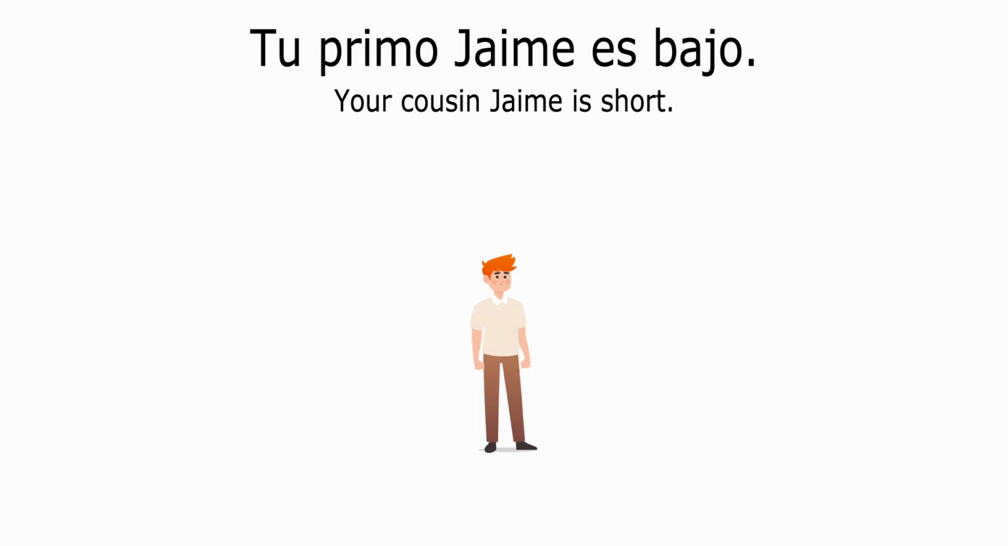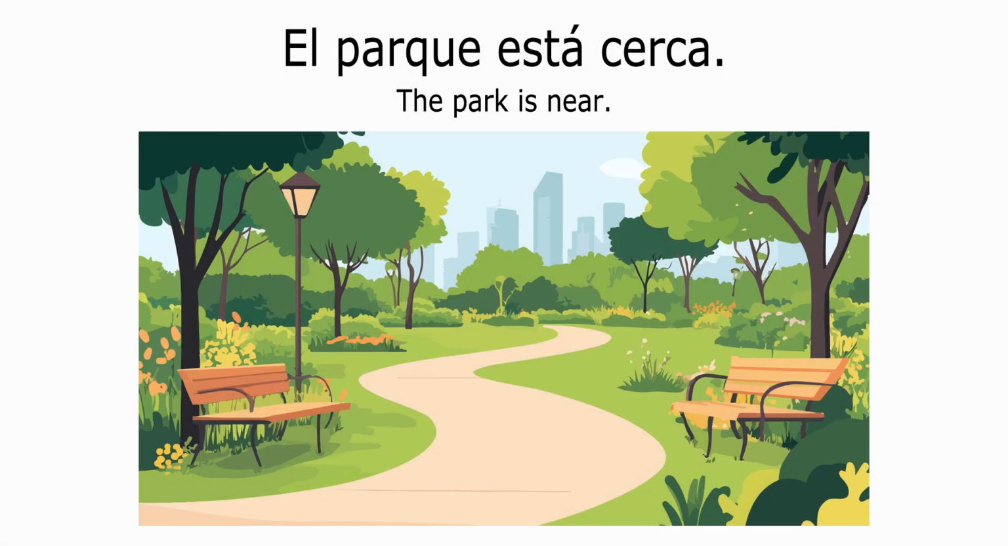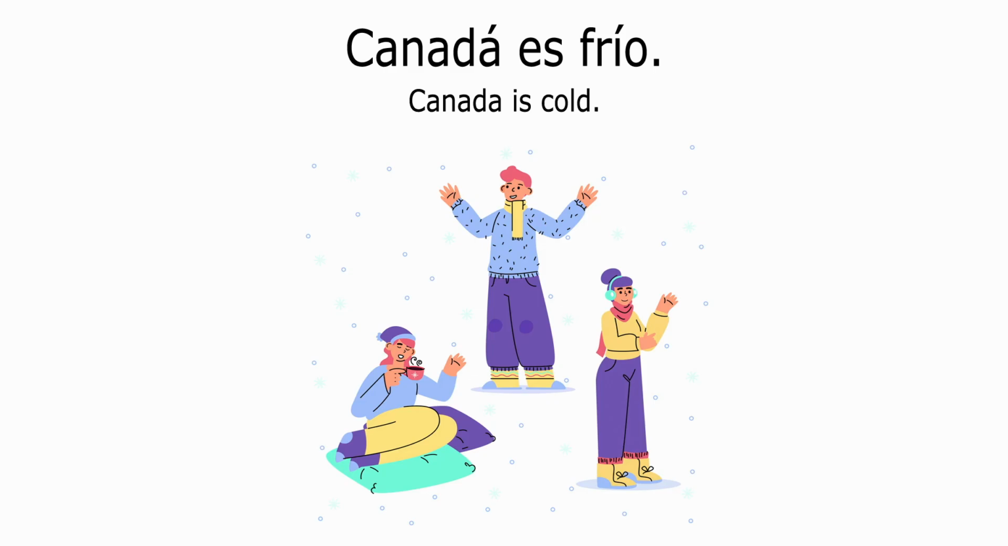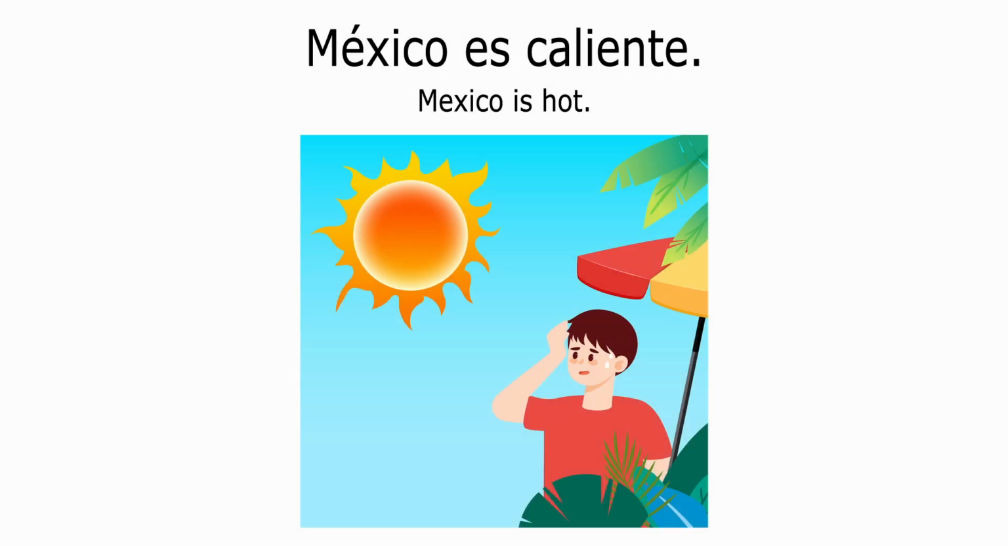Tu primo Jaime es bajo. Your cousin Jaime is short. El parque está cerca. The park is near. El aeropuerto está lejos. The airport is far. Canadá es frío. Canada is cold. México es caliente. Mexico is hot.